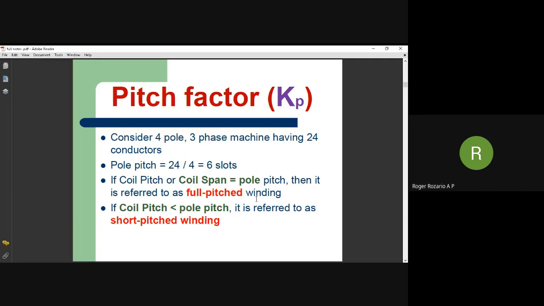So first you look into the pitch factor. There is a 4-pole, 3-phase machine having 24 conductors. So remember, 4 poles are there, and there are 24 conductors. So how will you calculate the number of slots? The conductors divided by the poles. If there are 24 conductors, 24 by 4, you will have 6 slots. You have 6 slots. If you have 6 slots, what will be the coil span?